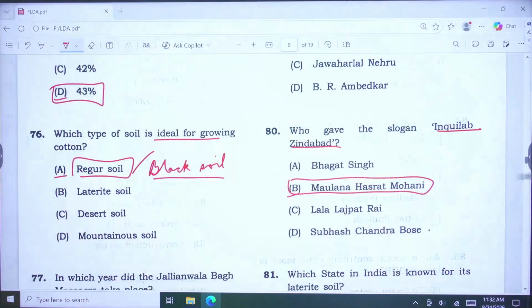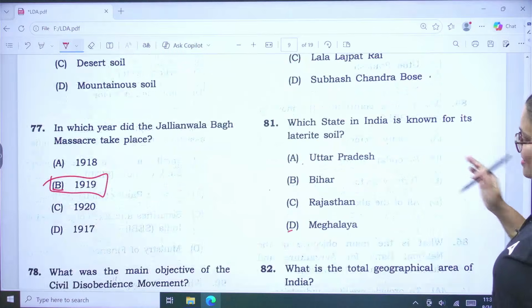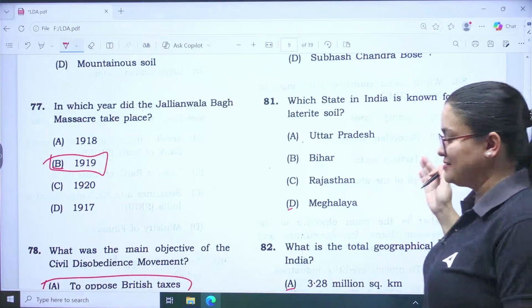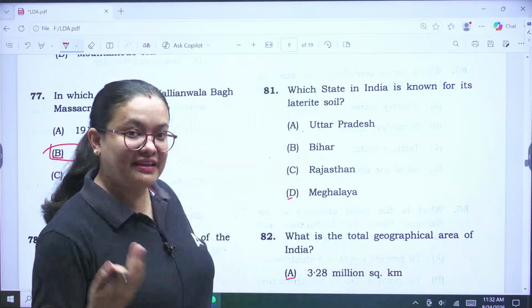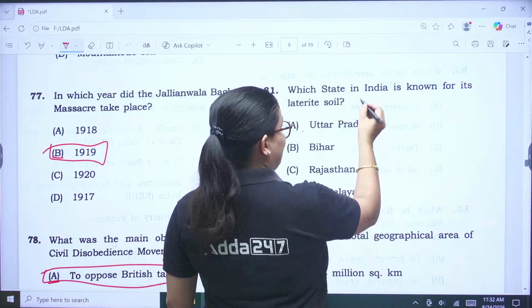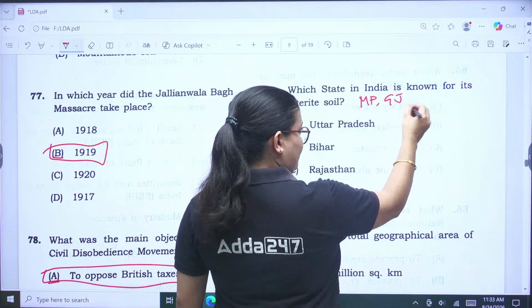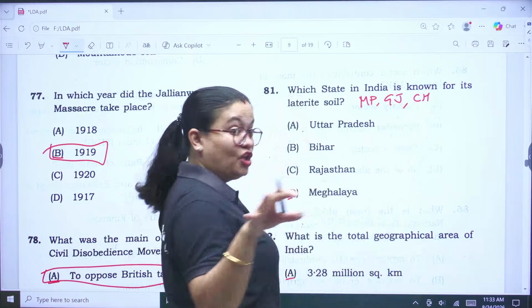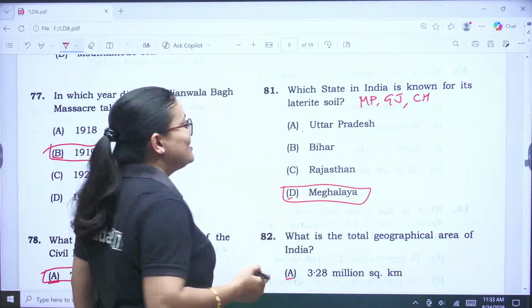Okay. Next question, which state in India is known for its laterite soil? Here also many of you have given the wrong answer, because many of you thought laterite soil will be found in UP. No. Whenever we say laterite soil, it is found mostly in parts of Madhya Pradesh, a few in Gujarat as well, a few in Chhattisgarh, and in the Northeast we can also find a few areas of laterite soil, in Meghalaya.